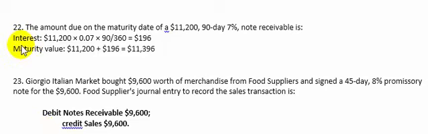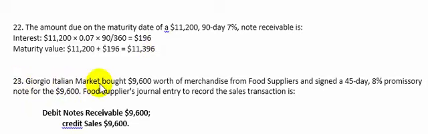Question number 22. The amount due on the maturity date of a $11,200 90-day 7% notes receivable is, we have to calculate the interest, which is $11,200 times 7% times 90 over 360, which is $196 worth of interest. And the maturity value will be the principal of $11,200 plus the interest of $196 equals $11,396.